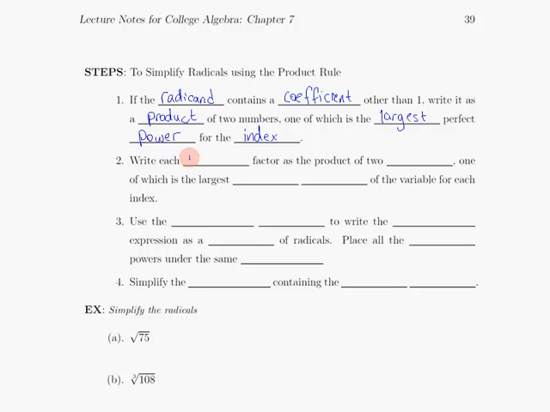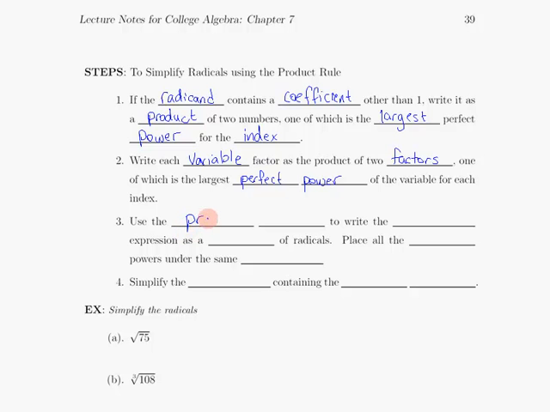You're also going to do that with each variable factor. So if you have x's, y's, z's, those sorts of things. Write each variable as the product of two factors, one of which is the largest perfect power of the variable for that given index.